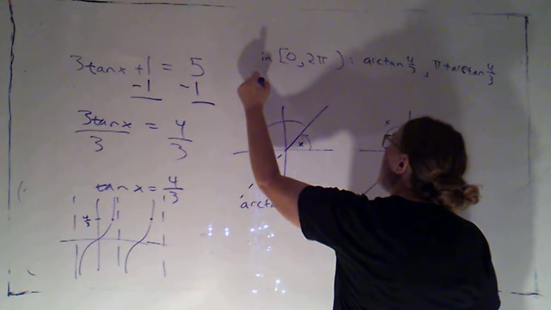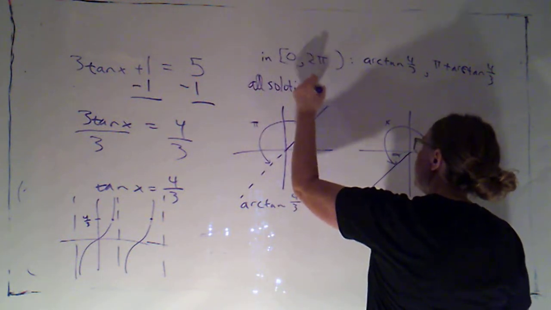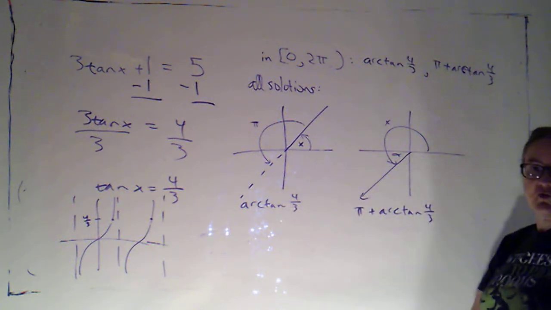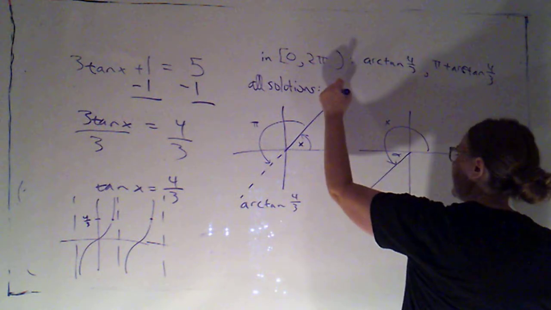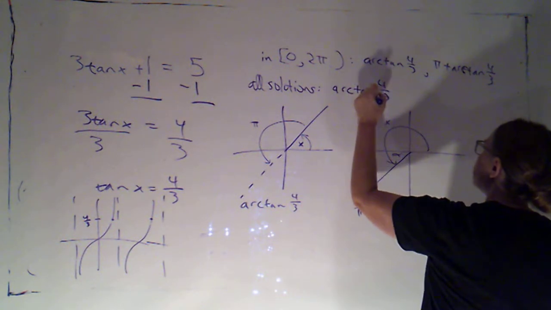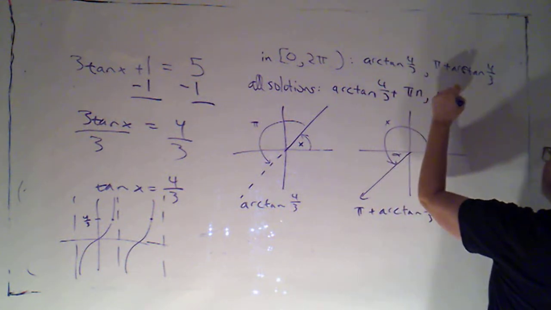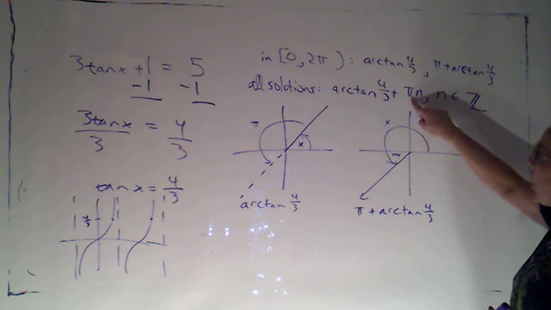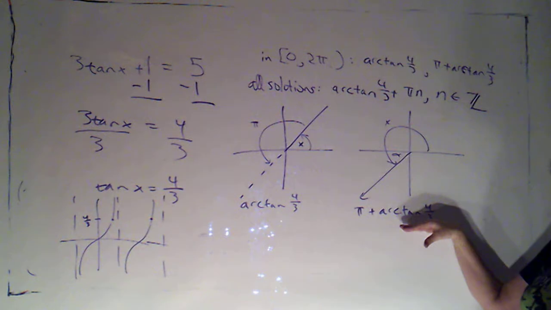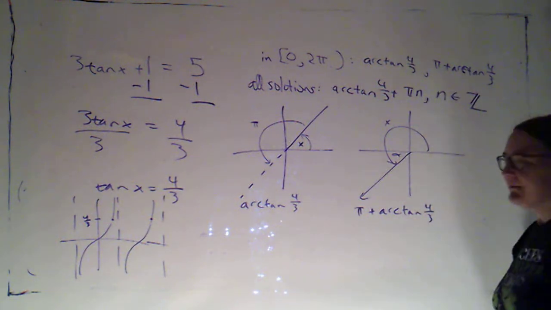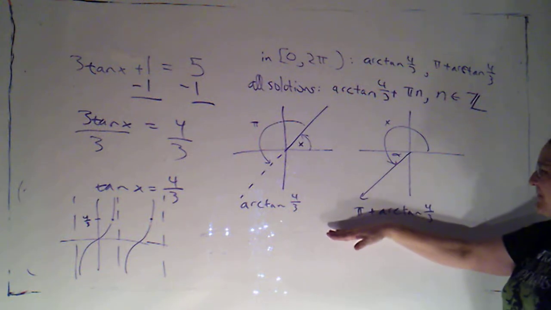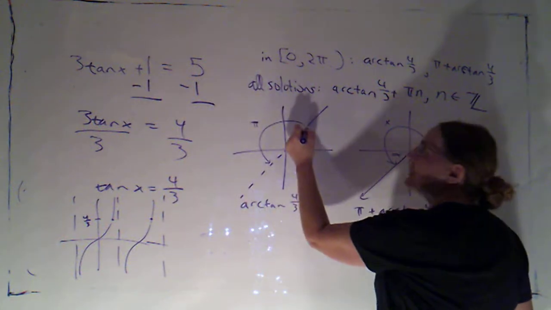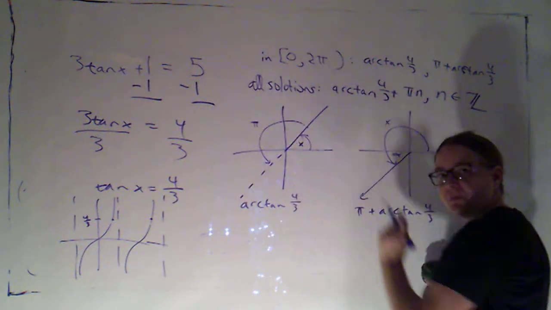So when I'm finding all solutions, I could say this one plus 2 pi n or that one plus 2 pi n, but I can actually consolidate and I can just say arctan of 4/3 plus pi n, where n is an integer. Notice if n is 1, I'm going to get pi plus arctan of 4/3. If n is 2, I'll get x plus 2 pi. I'll get an angle that's coterminal with that.